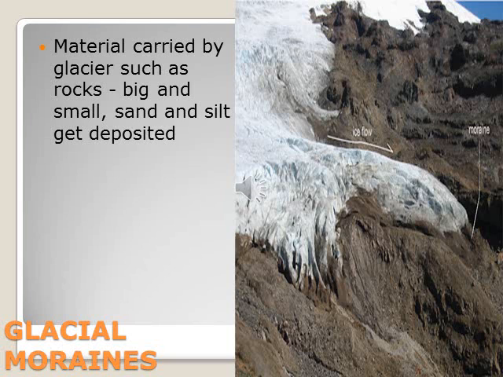So these are the landforms formed by the action of glaciers. What are the landforms formed? Cirque, then tarn lake, then arête, then U-shaped valley, then glacial moraines. These are some of the landforms formed by the action of glaciers.